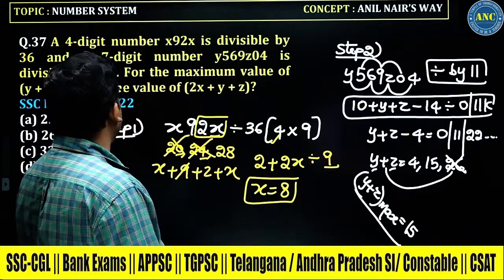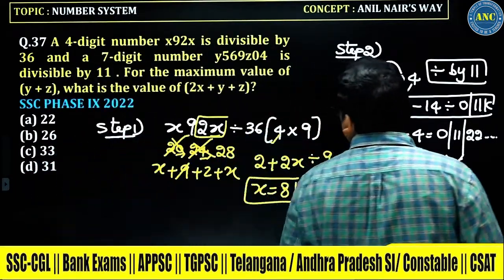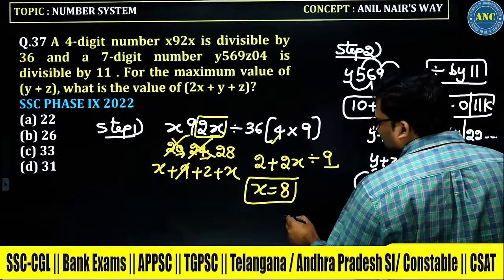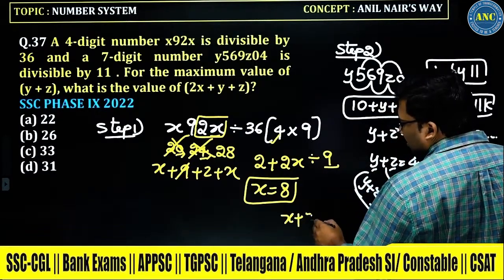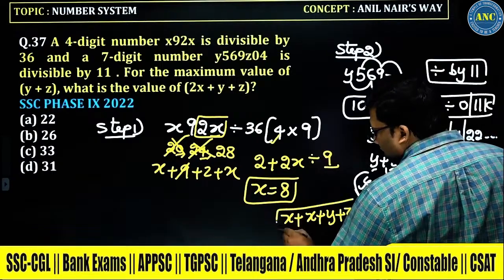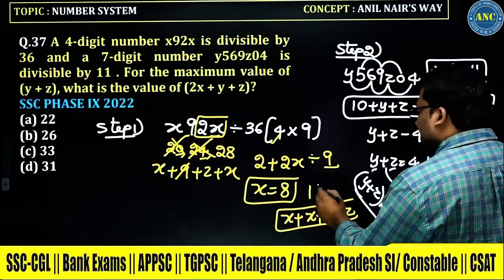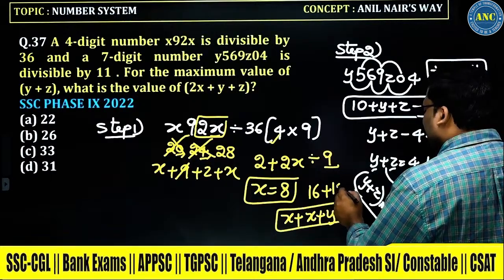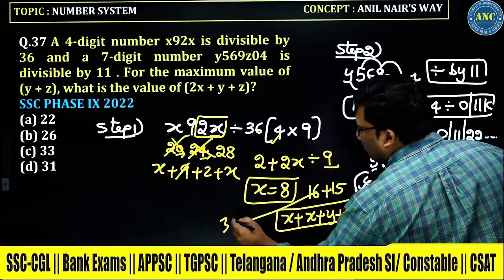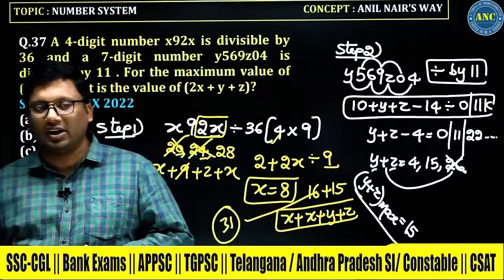What is the question that he is asking? What is the value of x plus y plus z? X is 8, and y plus z maximum is 15. 8 plus 8 is 16, and 16 plus 15 is 31.